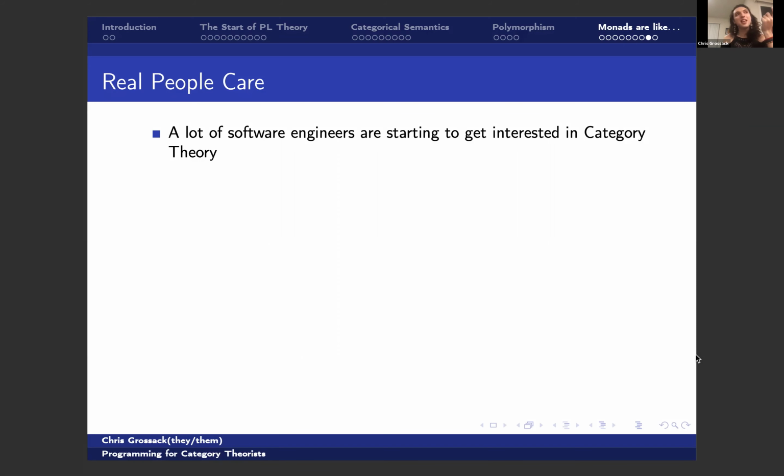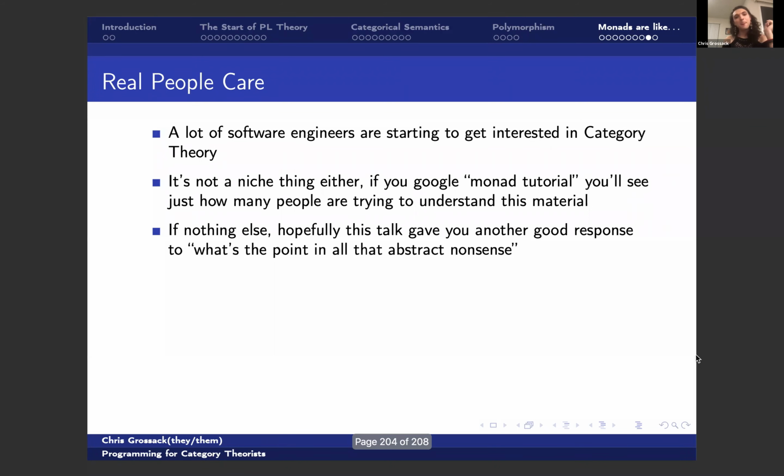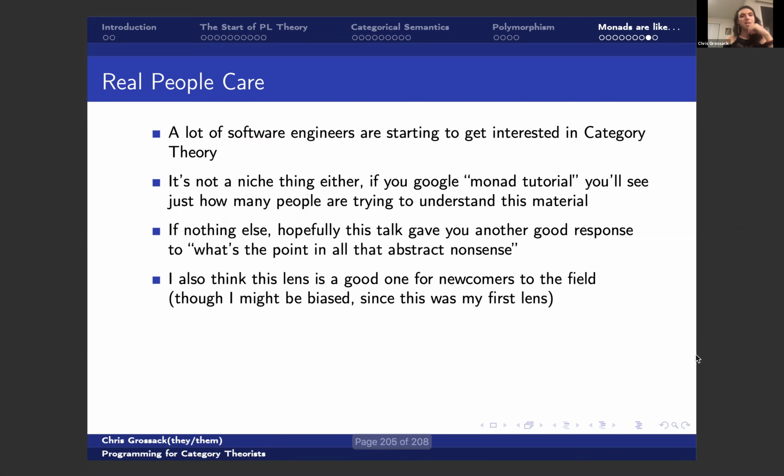So in the last 10 years, there's been a big push of software engineers getting interested in category theory for exactly this reason. And it's not just a niche thing either. If you go ahead and Google Monad tutorial, you'll see hundreds of tutorials in various levels of detail and various amounts of correctness, unfortunately, trying to explain monads to people, in particular software engineers. And again, if nothing else, hopefully this talk gave you a good response to what's the point of this abstract nonsense. And again, I think this is a good lens for newcomers in the field.